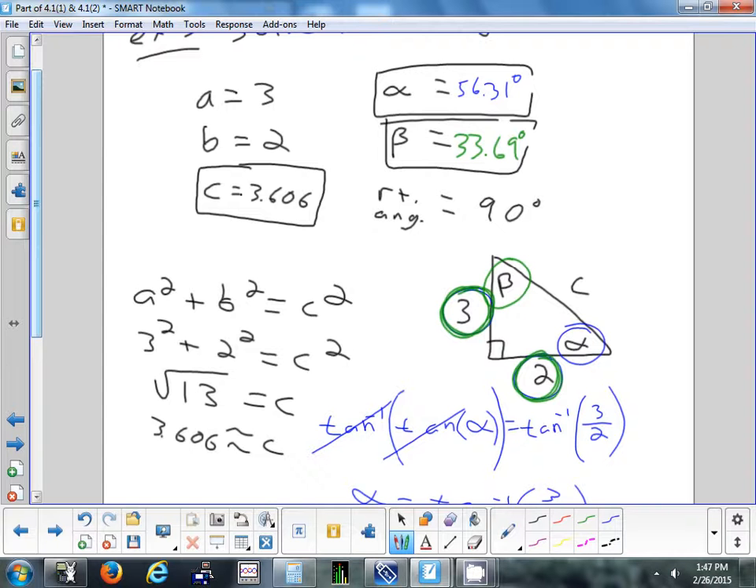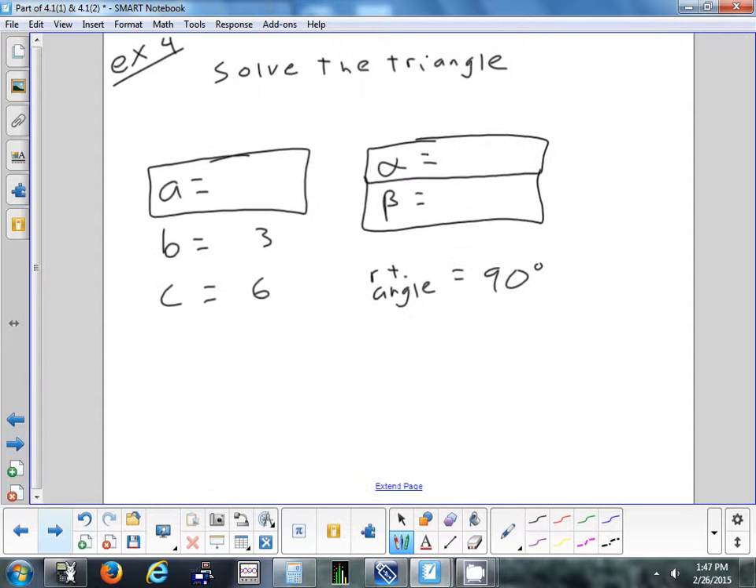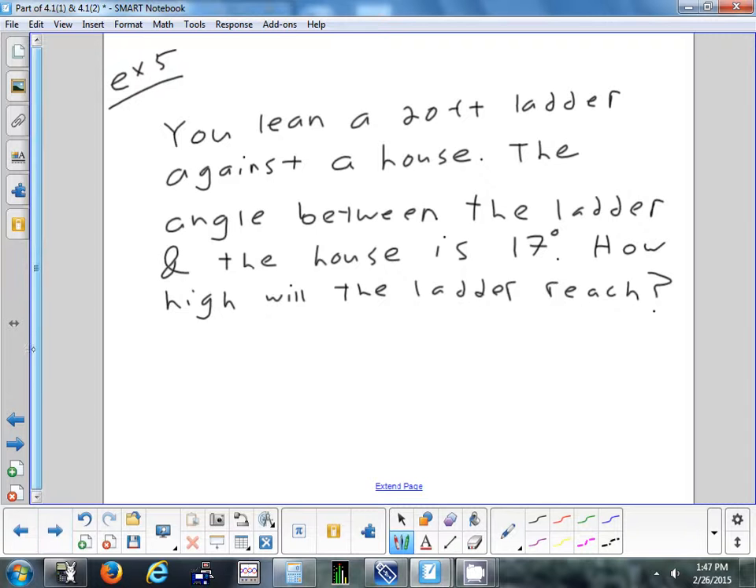Okay, any question on that one? Anytime that you're given 2 sides to start with, you're going to have to use inverse trig. If you don't know an angle, that's what inverse trig is for, to find an angle. This is the same type of problem again. Let's finish up with this one.